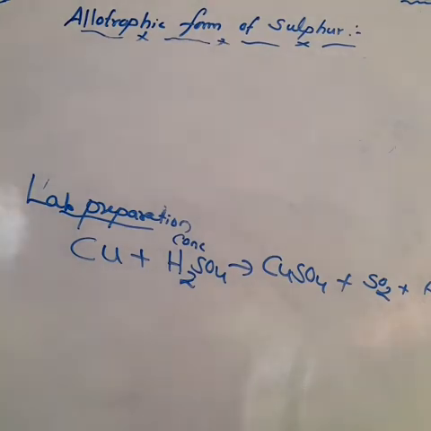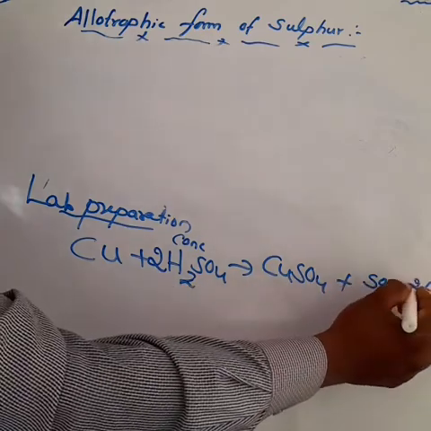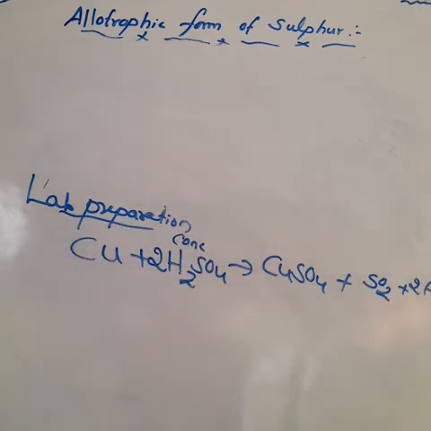How can you balance the equation? Here the product side has 2 sulfur, so make it on the reactant side 2 sulfuric acid. So the water molecules also on the product side, make it 2. Equation is balanced.